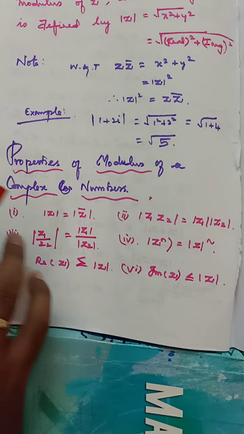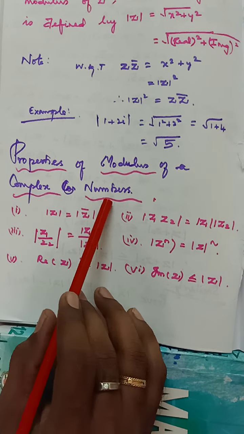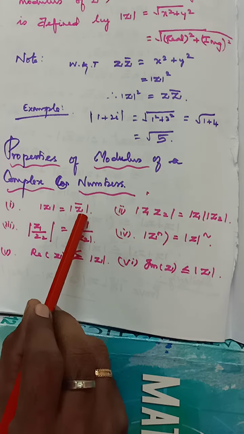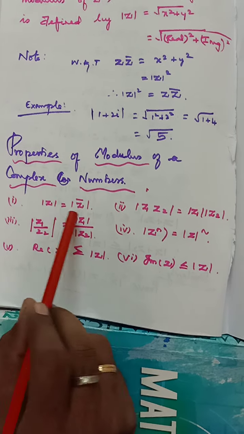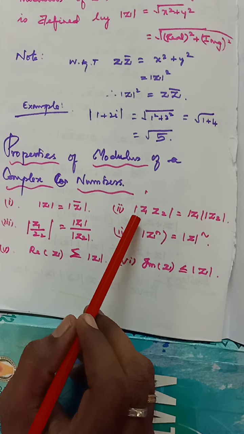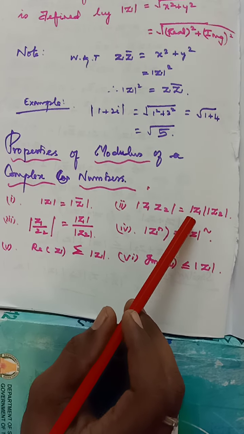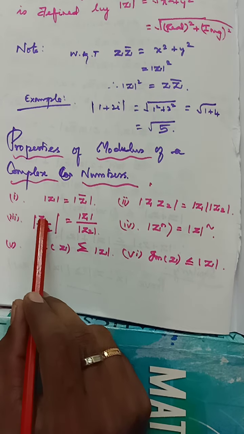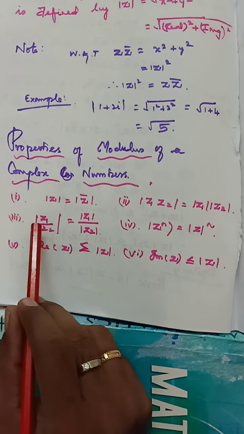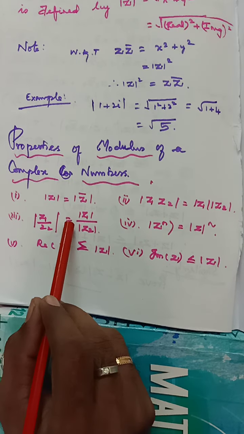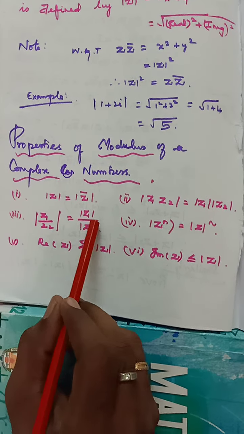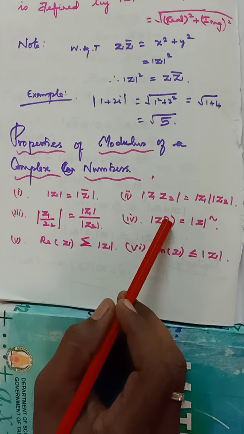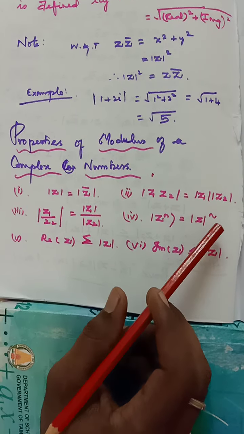Now we are going to start the properties of the modulus of a complex number. Modulus of z equals modulus of z bar. Both values are equal in the modulus. And modulus of z1 z2 equals modulus of z1 into modulus of z2. Like that, for division, modulus of z1 by z2 equals mod z1 by mod z2. And the next one, modulus of z power n equals mod z power n.